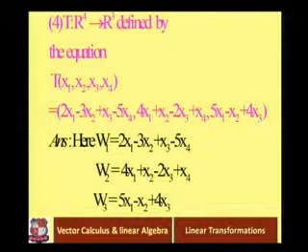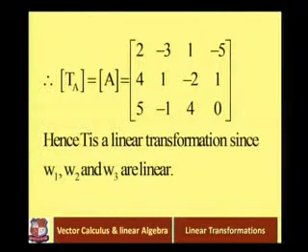4x1 plus x2 minus 2x3 plus x4. So the coefficients of x1, x2, x3, x4 in the second coordinate are 4, 1, minus 2 and 1, which is our second row of the standard matrix: 4, 1, minus 2 and 1.